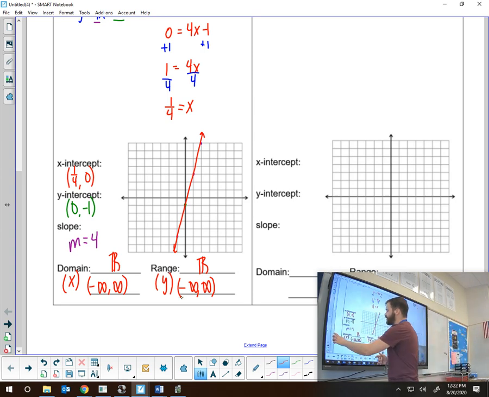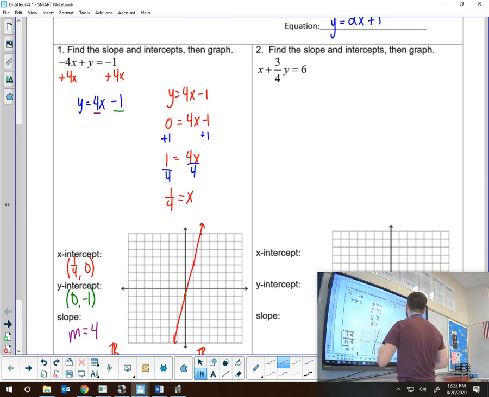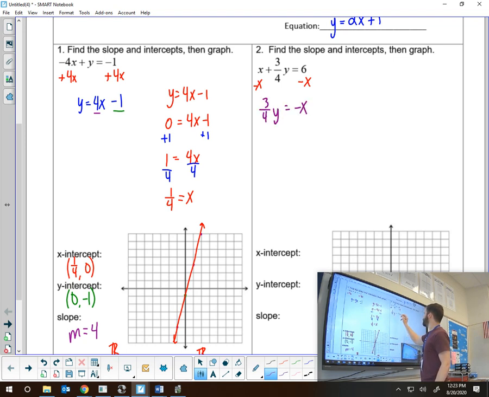Okay, let's take a look here over on the other side at number 2. So number 2, it is asking us to find the slope and intercepts and then graph again. So, same song, second dance. We're once again going to try to solve for y. So let's go ahead, let's bring this x over. Let's minus x to both sides. And we're going to get 3/4 y equals negative x plus 6.